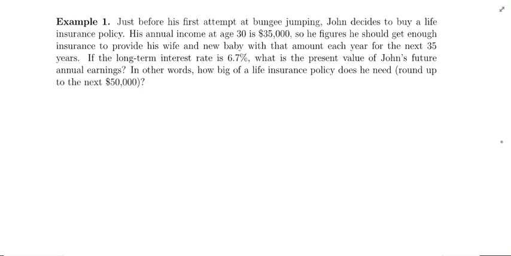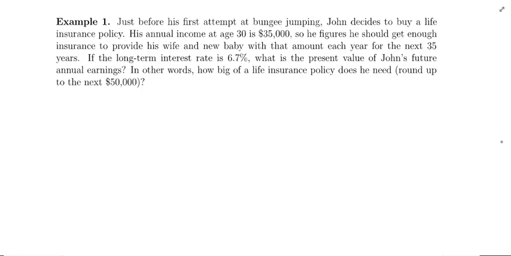All right, just before his first attempt at bungee jumping, John decides to buy a life insurance policy. His annual income at age 30 is $35,000. So he figures he should get enough insurance to provide his wife and new baby with that amount each year for the next 35 years. If the long-term interest rate is 6.7%, what is the present value of John's future annual earnings? In other words, how big of a life insurance policy does he need? Round up to the next $50,000.